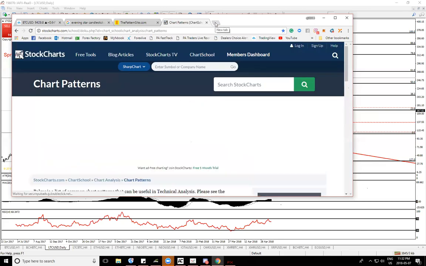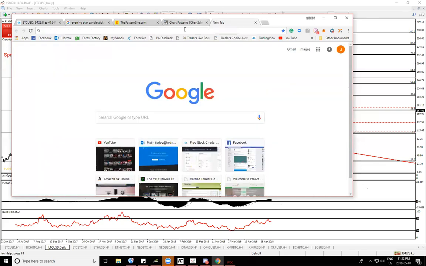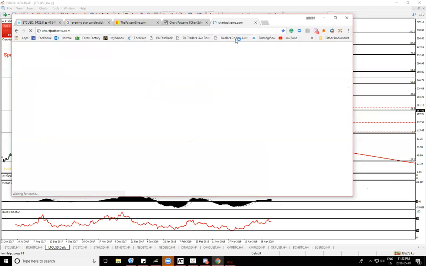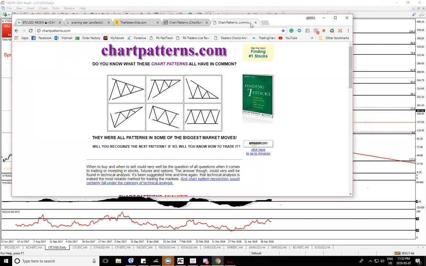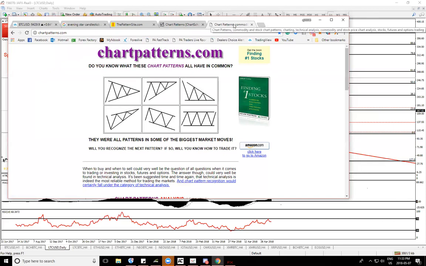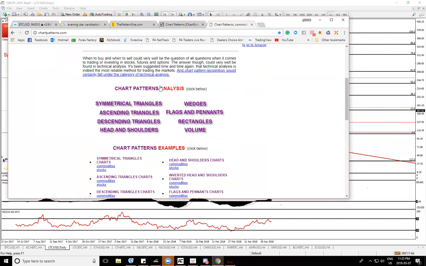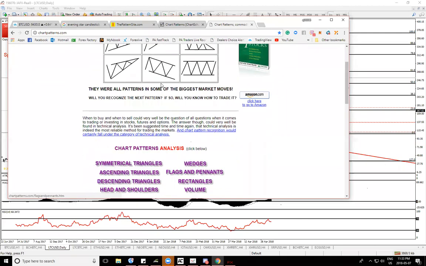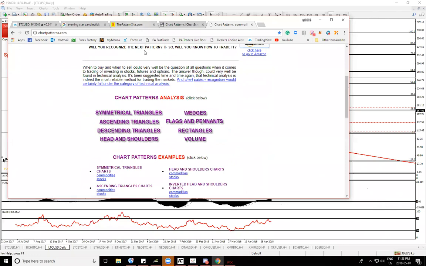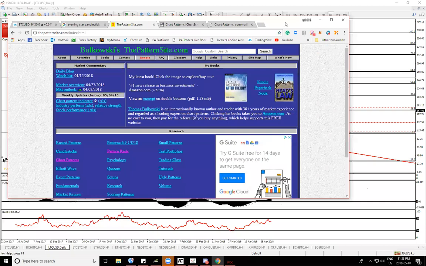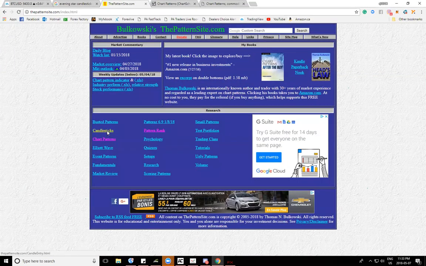So if you want to take down some sites that will be useful for you, I would create a bookmark section for trading, and I would save all those so you don't have to ask us all the time, and it's easy for you to find. It saves you time. So there's chartpatterns.com, really pretty simple. Not as much detail maybe as the patternsite.com that Rev was talking about with Thomas Bulkowski. He's a bit more detail oriented.